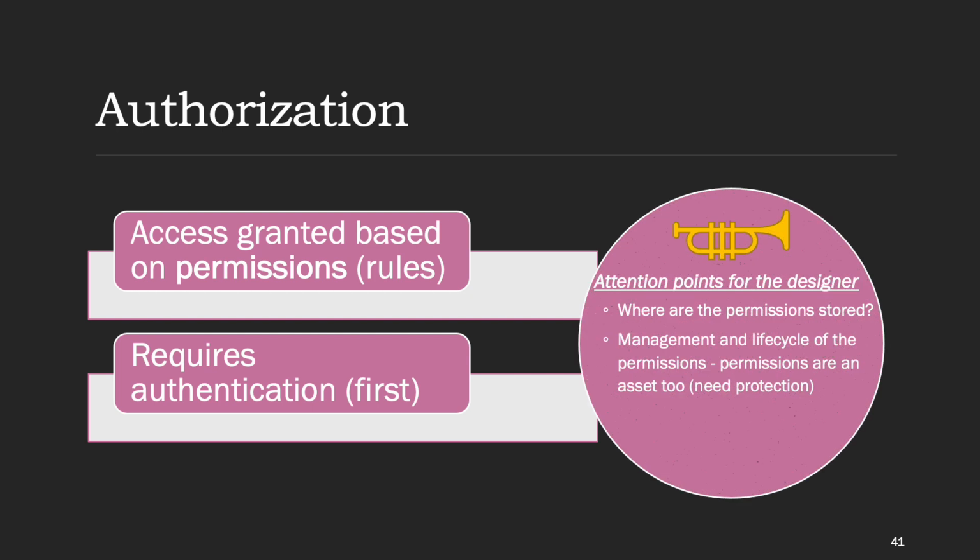Similar to the previous building blocks, we have actually another asset to protect now. As designers, we need to be careful about these permissions. How do we store the permissions and how do we manage their lifecycle? If the permissions fall into the wrong hands, they can be modified, for example, by the attacker, and it could lead to either a denial of service attack, so that the availability is compromised, or even ransomware or elevation of privilege attacks.